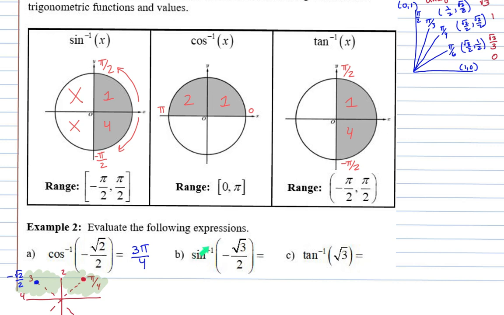Okay, now we're doing arc sine. So we know that for arc sine, it has to be in the first quadrant or in the fourth quadrant. So either our answer has to be positive if it's up here, or if it's negative, it's down here. Since I know that my answer is negative, that means I'm looking for values down here in quadrant 4.